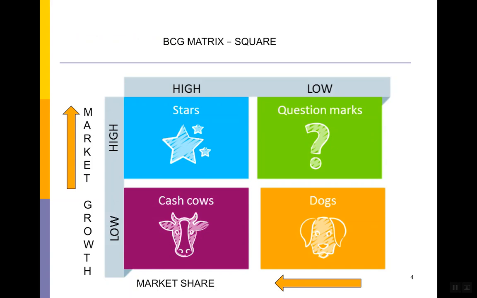This is a BCG matrix square. The vertical axis measures the annual growth rate of the market and the horizontal axis shows the relative market share of the firm. So here in this diagram there are two axes, the x-axis and the y-axis. The vertical axis measures the annual growth rate and the horizontal axis is the relative market share. Each of these dimensions is divided into two categories of high and low share.